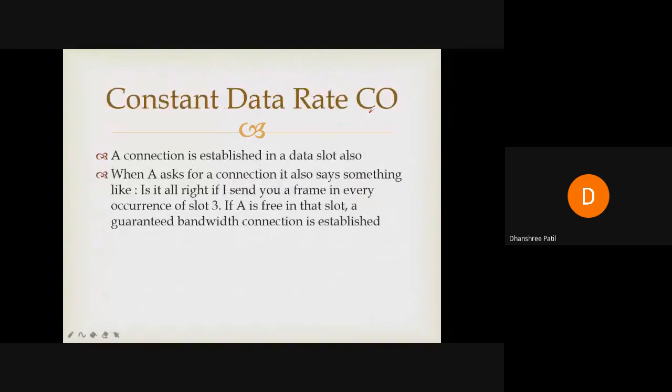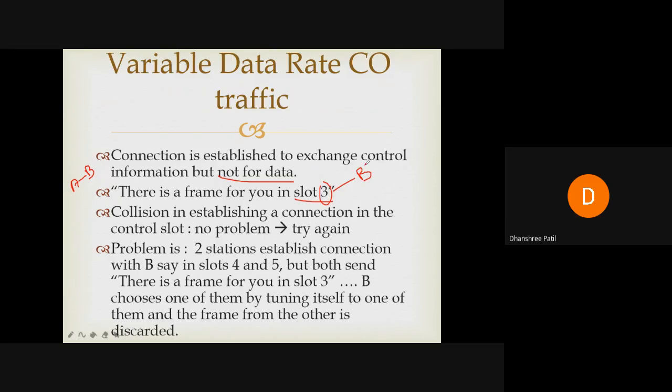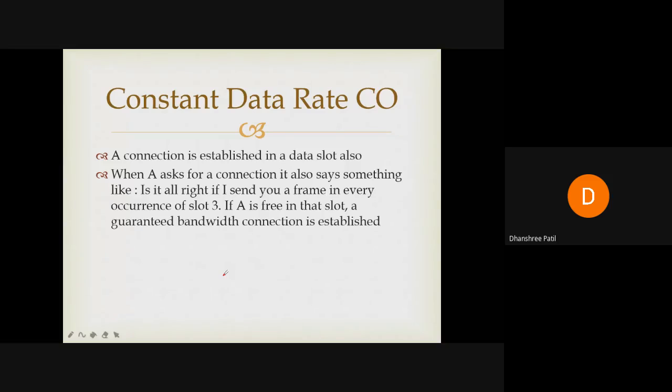The second is the constant data rate connection oriented traffic. In this type of communication, a connection is established in the data slot also. In the earlier case, it is established in the control slot only. And in case of the constant data rate, the connection is established in the data slot also.